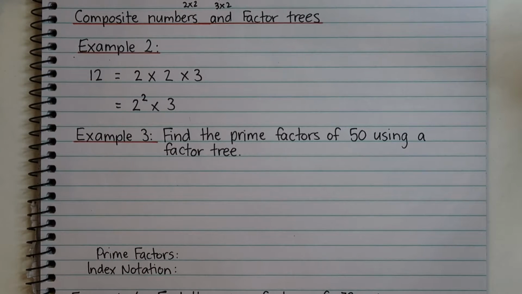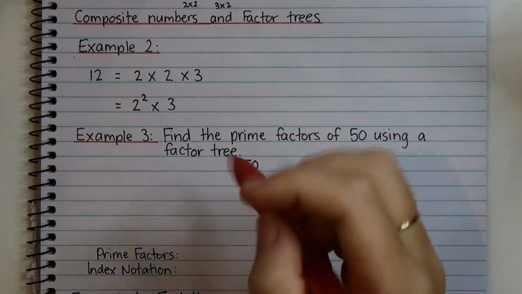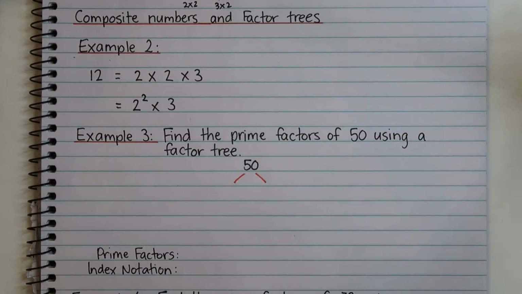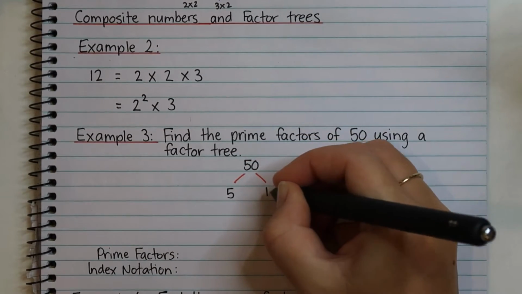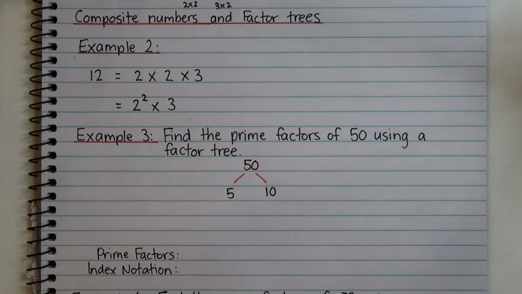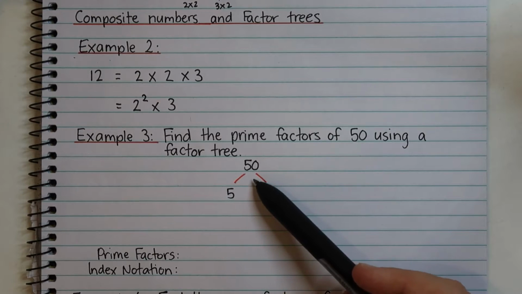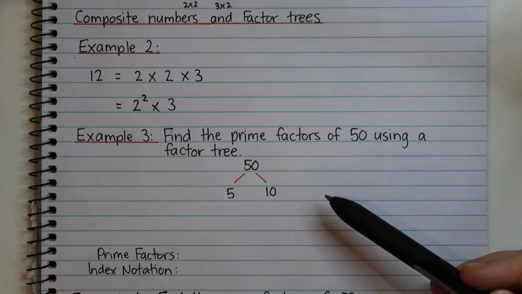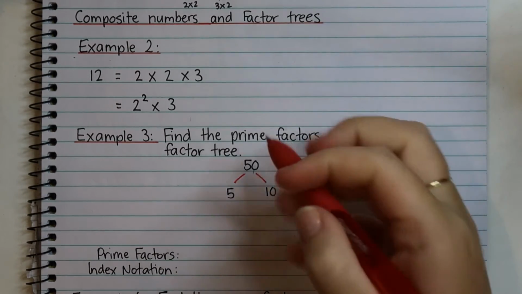So our first step is to write our number at the top and then come off with 2 branches. So our first step is find a factor pair of the given number and begin the factor tree. So what are some factors of 50? I've thought of 5 and 10. So if the branch is prime, no other factors can be found. For example, 5. So this branch is finished. If a branch is composite, find factors of that number. So here we have 10. So this branch is going to continue.